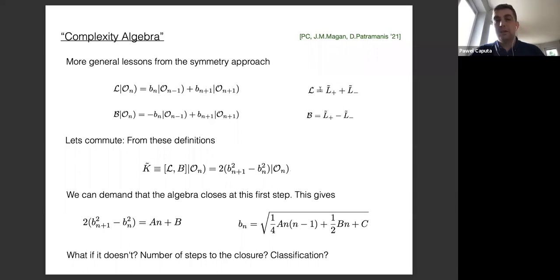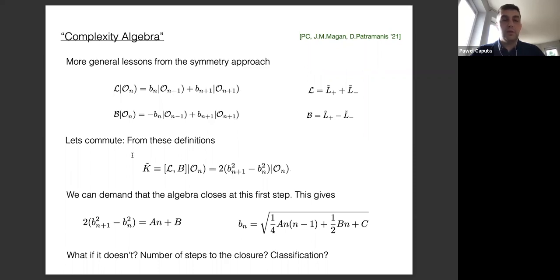So the Liouvillian, I told you, we talked about the Liouvillian as a sum of rising and lowering operators. You can define this operator B as rising minus lowering operator. And basically, what you need to know, you can define it simply by an algorithm, the same way as you define a Liouvillian for any model. It doesn't have to be in any symmetry sector. It's basically this action: B O_n is minus b_n O_{n-1} plus b_{n+1} O_{n+1}.